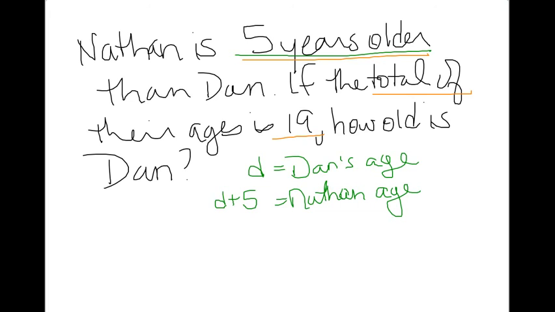So I've used this piece of information. I'm actually going to go ahead and cross that out, because I want to make sure that I'm using everything they give me. But I also underlined this total of 19. Total. Well, that makes me think I'm going to add them together. So D plus 5. Dan's age plus Nathan's age equals 19. And then I would plug my options in for D and solve.